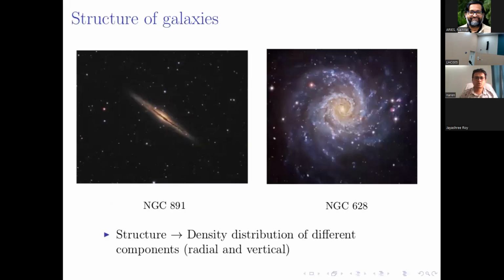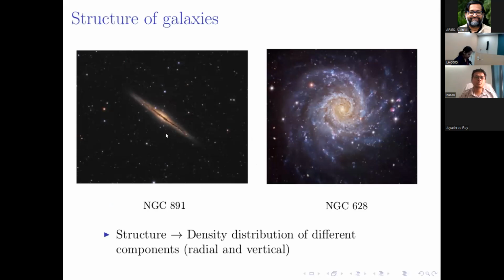So what is the structure of a galaxy? I mean, by structure, I mean the density distribution of different components. On the right hand side here, I'm showing a face-on galaxy which depicts the radial distribution of density. That's the radial structure. And on the left hand side, I have shown a galaxy, NGC 891, which is an edge-on galaxy. So here you can see the vertical structure of the baryonic disk, which is the luminous part of the galaxy, right?